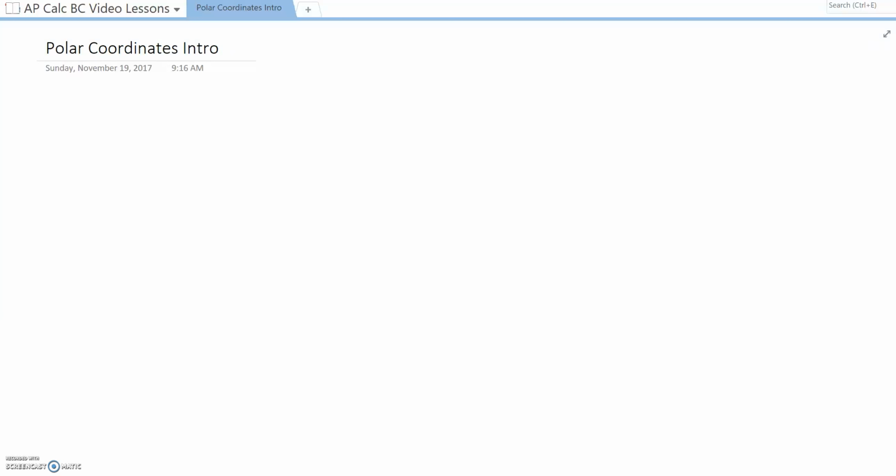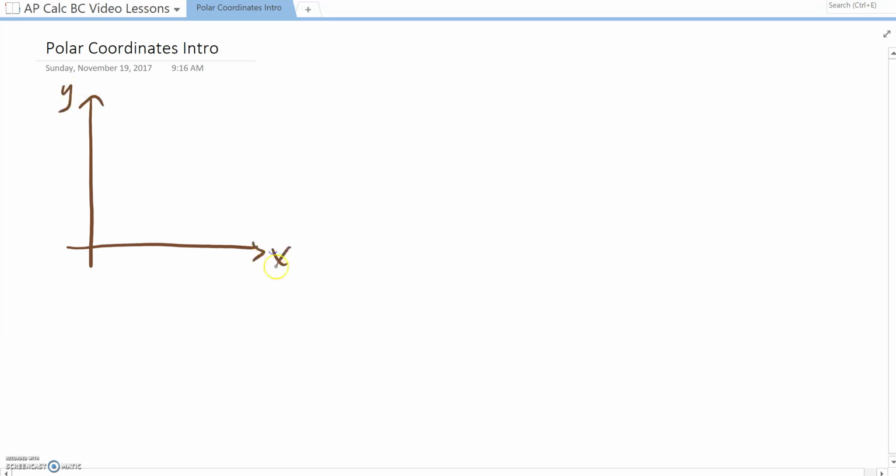So a little intro to polar coordinates. We're going to start with just an x and y axis, something like this. And we've got a radius. And we'll put a point out here. This is just an x and y. It's just a point on a coordinate plane. And this is our radius. And this is our angle theta.